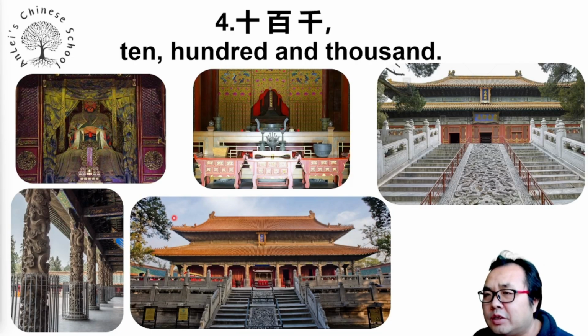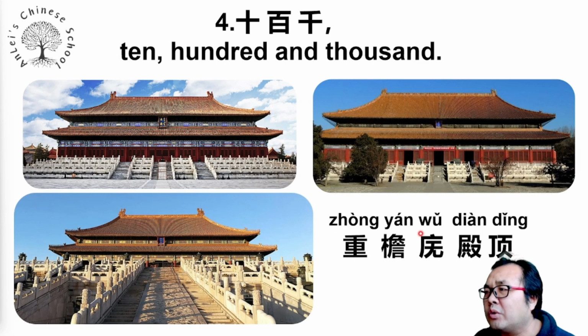the tablet. This kind of double-eaved roof is the highest standard in traditional Chinese architecture. It's called a 重檐五殿顶. It's only used on the emperor's office room, the throne hall in the Forbidden City, on the Supreme Ancestral Temple. That's where they store the tablets of the emperor's ancestors, or the emperor's tomb.